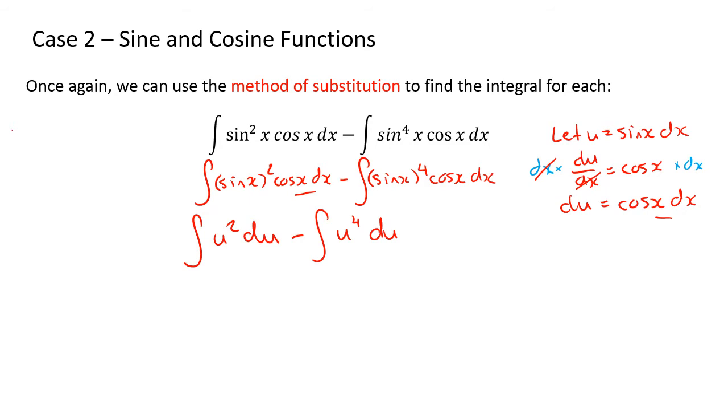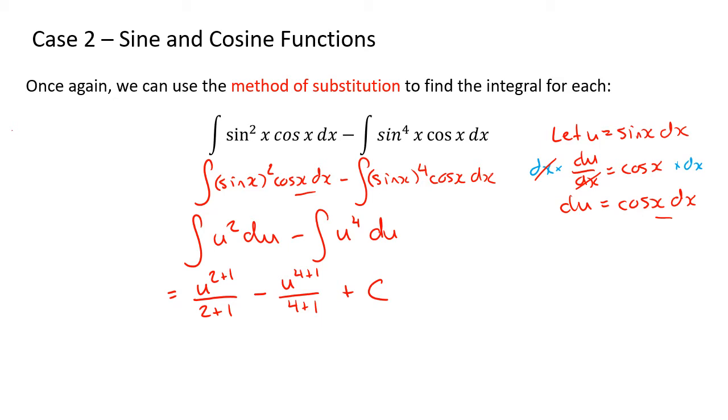So now we can use the power rule to solve for each of these. And what we get is u to the exponent 2 plus 1 divided by the same exponent 2 plus 1, minus u to the exponent 4 plus 1 divided by 4 plus 1. Okay, and then again plus a constant. We can put that in at the very end.